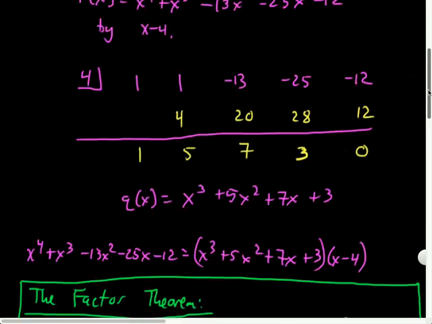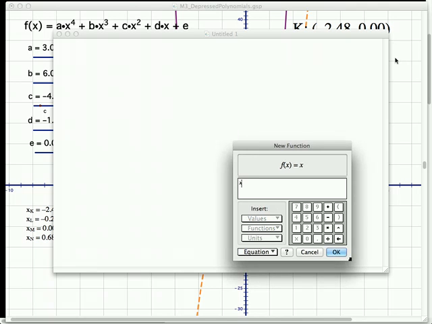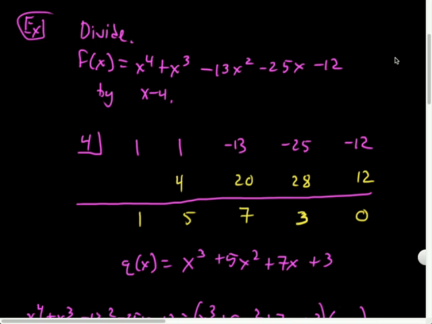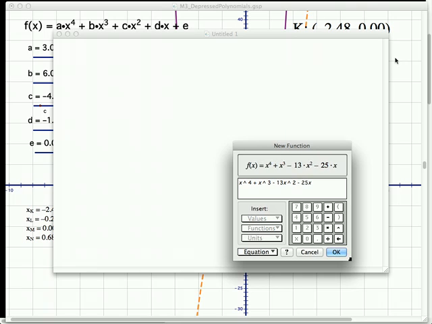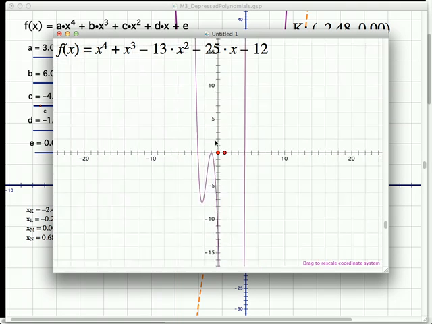We had a 4th degree polynomial, right? We had x to the 4th plus x cubed, what was it? Minus 16x or something like that? Minus 13x squared, minus 25x, minus 12. All right, so here's my original polynomial.